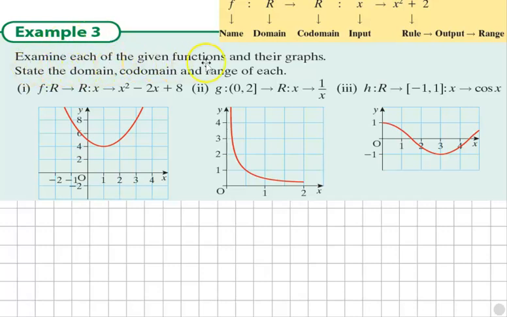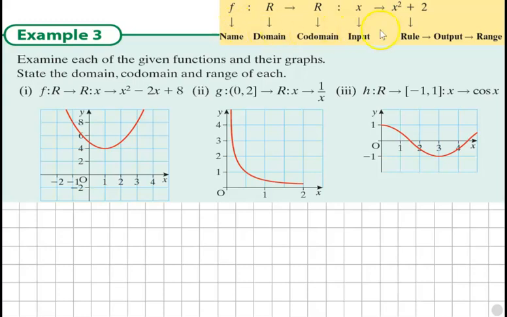Example 3. Examine each of the given functions and their graphs. State the domain, codomain, and range of each. And we're going to use this yellow box from the previous video to help us do it. So this is an example of a function, and it explains what each of the different parts is. So this is just one particular function. It's not any of the functions that are given in our diagrams.